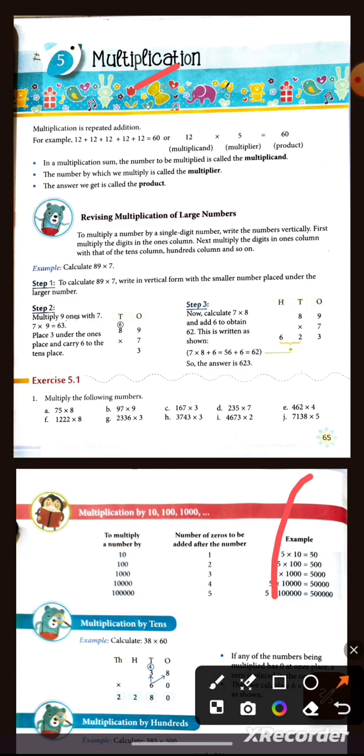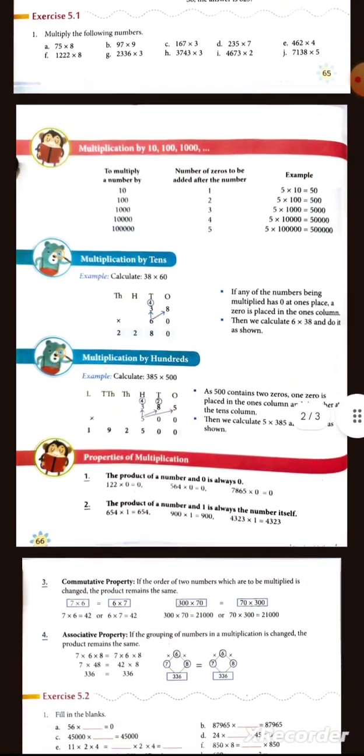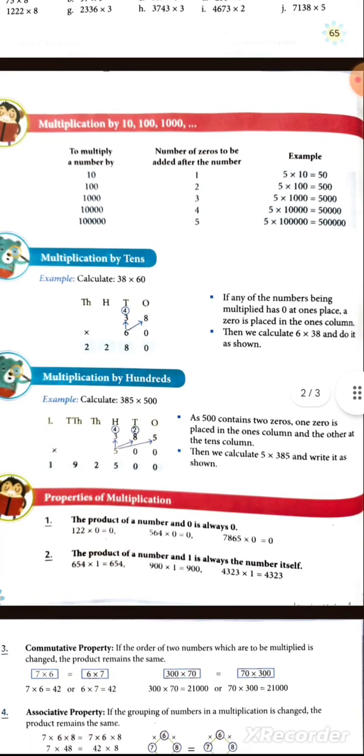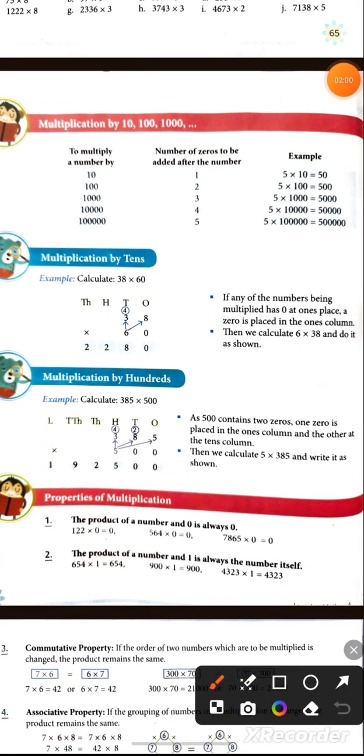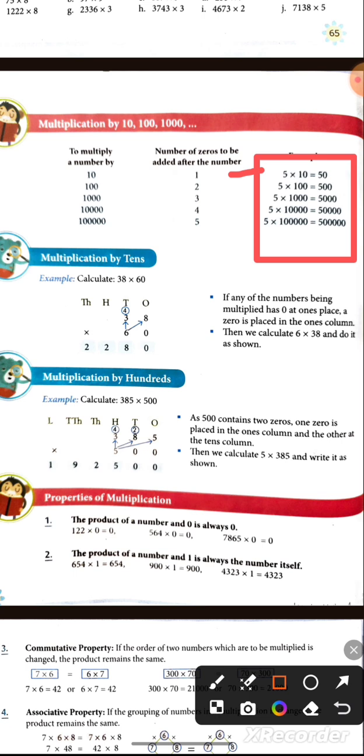Now next come to multiplication by 10, 100 and 1000. When you multiply a number by 10, there will be an addition of one 0 in it. See, if you multiply 5 by 10, the answer will be 50, meaning the addition of one 0. If you multiply by 100, it means 2 zeros will be added. If you multiply 5 by 100, then it will become 500. If you multiply by 1000, it will become 5000, meaning 3 zeros are added there. Multiply by 10,000 means 4 zeros are added, and so on.